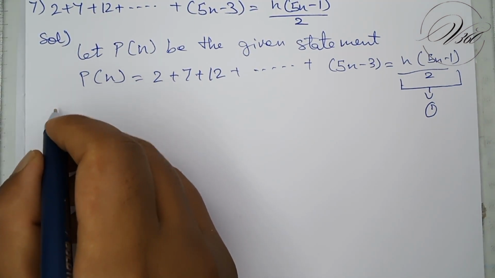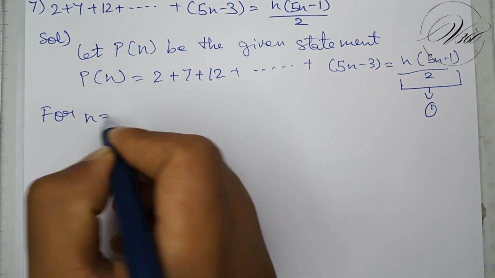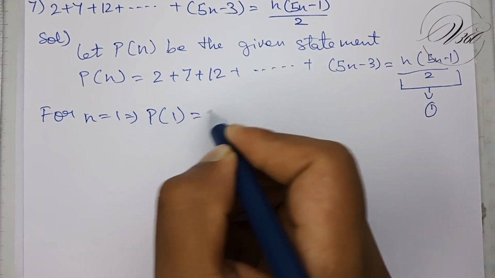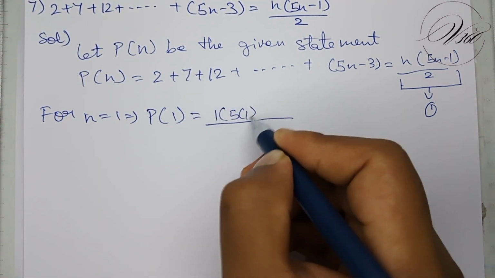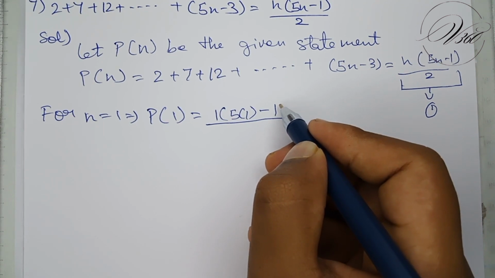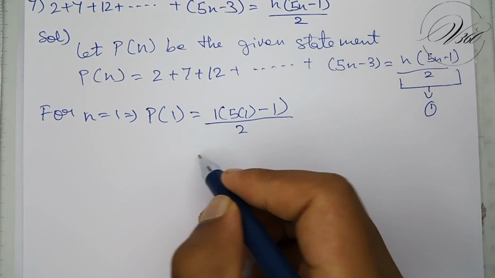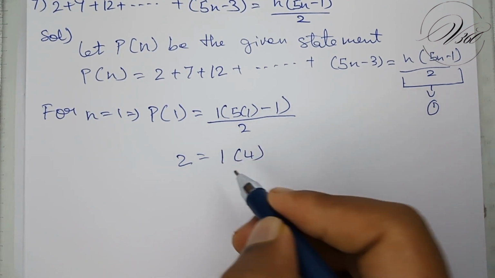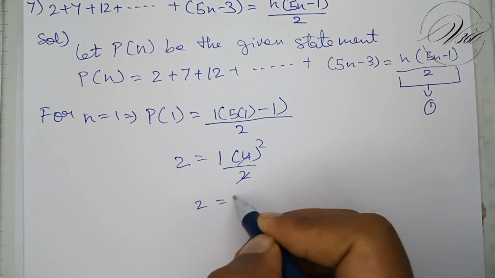Now here for n is equal to 1, P of 1 is equal to 1 by, sorry, 5 of 1 minus 1, 5 of 1 is 5 only, no, 1 of 4 by 2, 2 2s are 4, 2 is equal to 2.